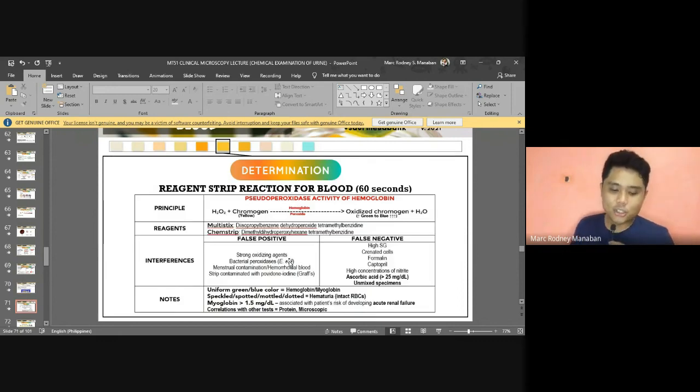Now again, what is the reagent strip reaction for blood, which is 60 seconds, pseudoperoxidase activity of hemoglobin or myoglobin. Okay, so same siya principle sa creatinine. All right, so in the presence of peroxide, ayan, hemoglobin or myoglobin will serve as the peroxidase. So na siya enzyme-like, peroxidase-like activity. Ayan. So yung buhaton is iyahang i-reduce ang peroxide, which will then oxidize your chromogen, and your chromogen will be oxidized to produce a color.